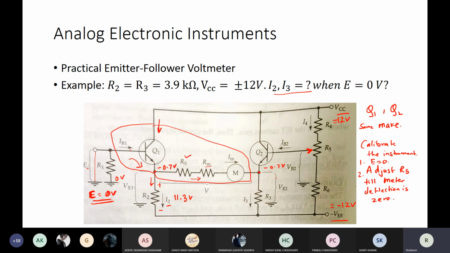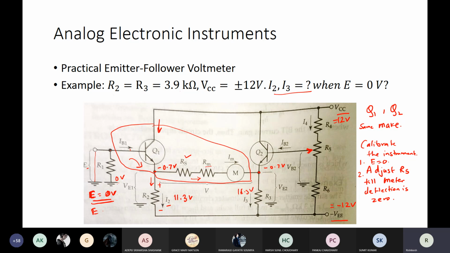So similarly, this is also conducting and the voltage drop across this will also be same. So when R2 and R3 are same, the current flowing through these two resistances will remain the same because the potential drop is again 11.3 volt in this case. Okay. Now we'll apply some non-zero voltage E, which we want to measure.